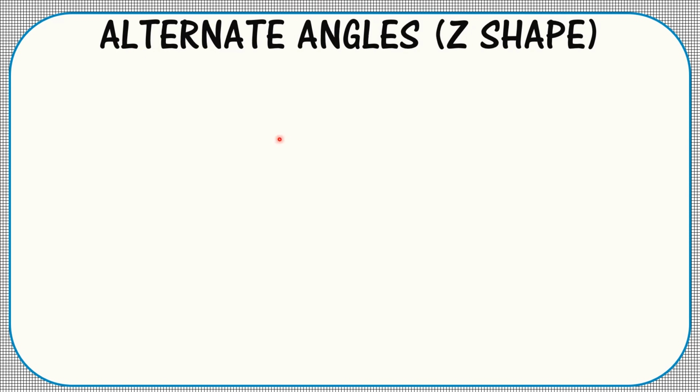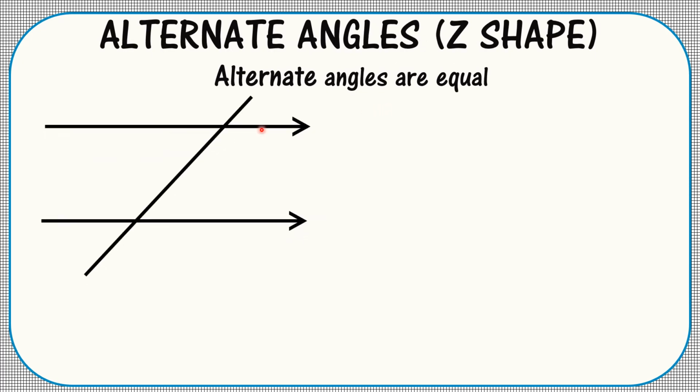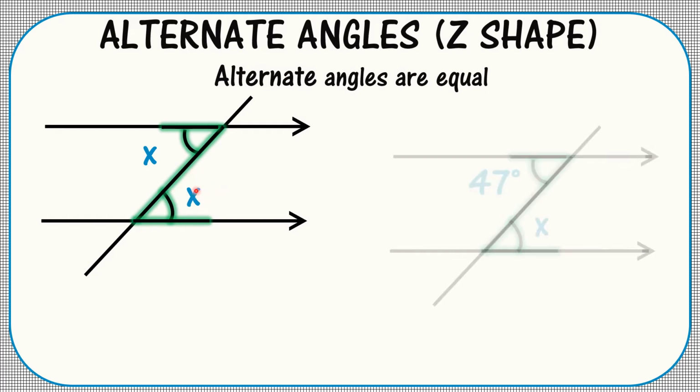The next type of angles we are going through are alternate angles. So alternate angles again are equal. If we have something like this, so we have parallel lines, what you can notice is we can make a Z shape. So again, the Z shape can be backwards. What we are saying is that this angle and this angle here are equal. So if this angle is X, the value of this angle will also be X.